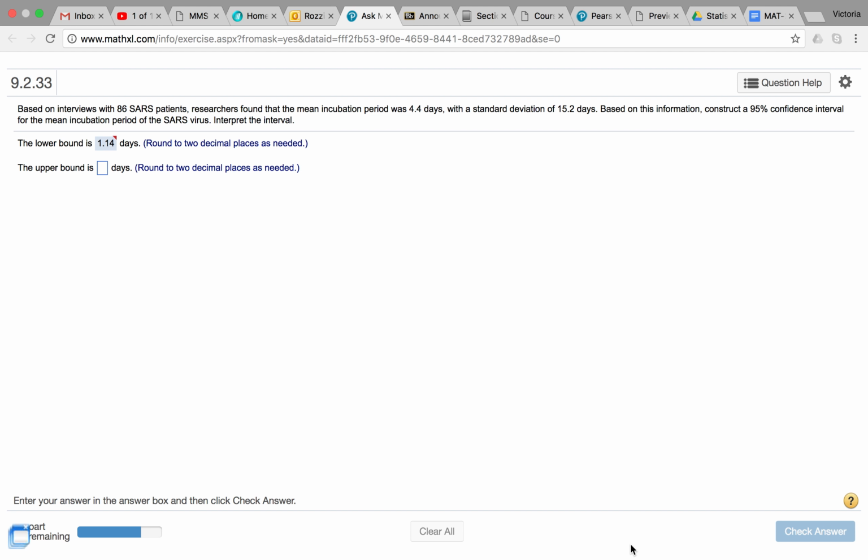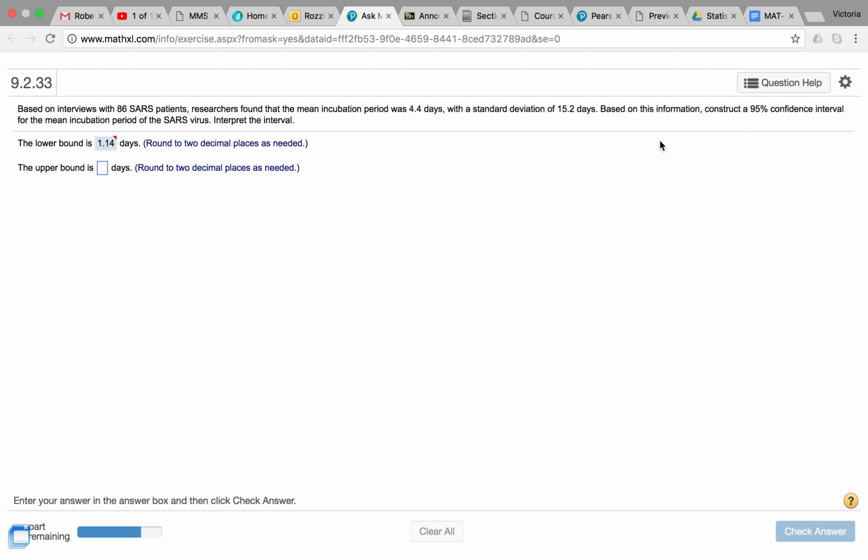So first of all, if we want to talk about accuracy in estimation, if I just have a sample of 86 patients and I'm trying to figure out what the mean incubation period for SARS is, and I'm talking about all of the cases of SARS, the population of the SARS virus, that one sample isn't going to be the best estimation. So what we do is we create this confidence interval, which is an interval of values where I say, okay, I am 95% confident that I've captured the true population mean of the incubation period for the SARS virus.